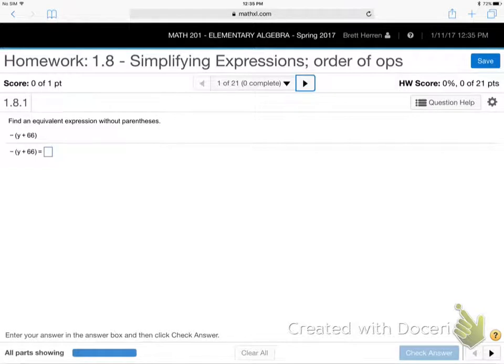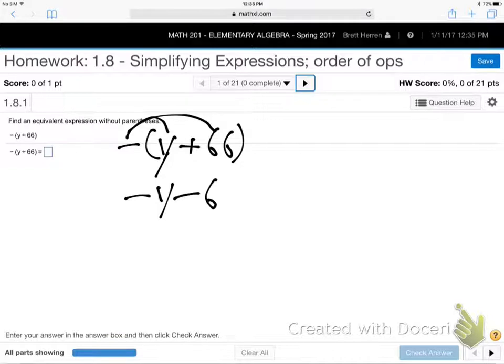So what do you do when you've got a minus sign in front of parentheses? Yeah, it's a minus 1 really. Or you don't even have to make it a 1. It's just a minus sign, or it is a minus 1. You're totally right. And it's going to distribute into the parentheses just like anything in front of parentheses does. So that minus will distribute, and you'll get minus y minus 66. And we're done. That's all they want on that one.